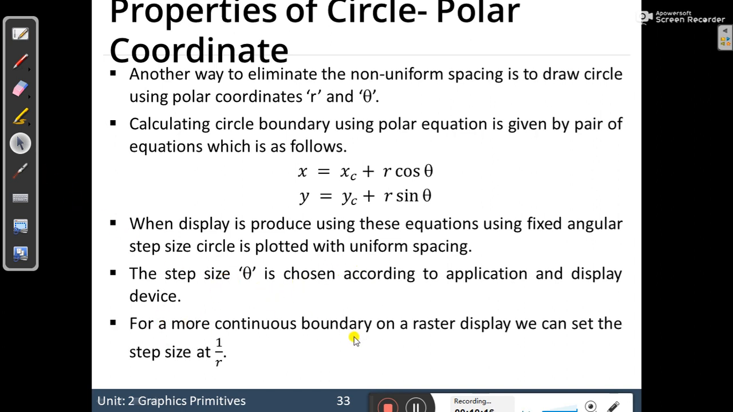For a more continuous boundary on a raster display, we can set the step size at 1 by r. So here you can see, for a more continuous boundary on a raster display, we can set the step size at 1 by r. Means, taking the reciprocal of the radius, we can set the boundary values or plotting values by using this step size.